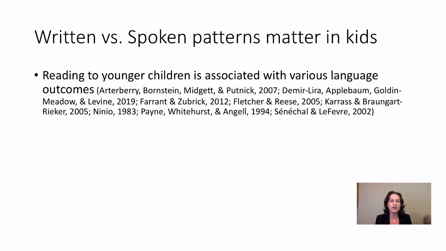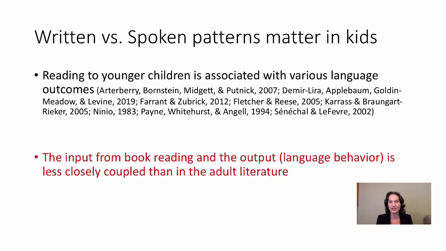Reading to young children, so more text exposure, is associated with various positive language outcomes. But in the child literature, the input from book reading and the output, or the language behavior, is less closely coupled than in the adult literature. So it's not really the case that we look at dimensions along which spoken and written child-directed language is different and use that to make predictions for behavior, but rather these language outcomes that people measure are a little more broad, general, and not necessarily tied to these differences between written and spoken corpora.